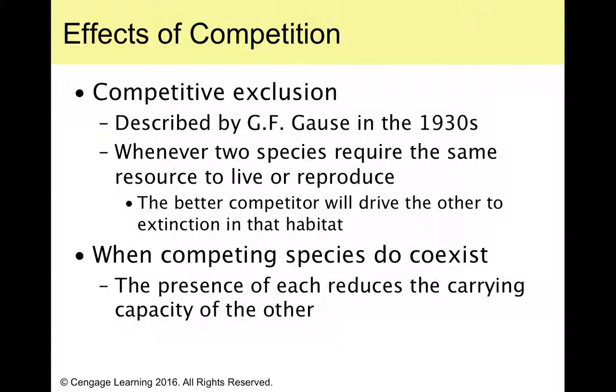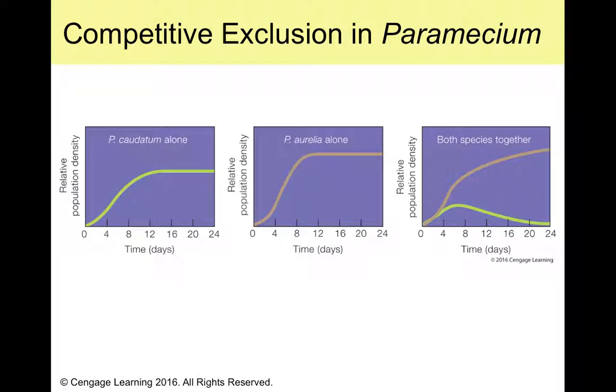Sometimes competing species can coexist, but when they do, the presence of each one reduces the carrying capacity of the other, like the blue jays and the deer. The presence of the deer lowers the carrying capacity that that field of acorns could have had for blue jays because they're competing with each other. The blue jays might not go extinct, but they will not be nearly as successful as they could be if they were eating all of the acorns and the deer weren't even there.